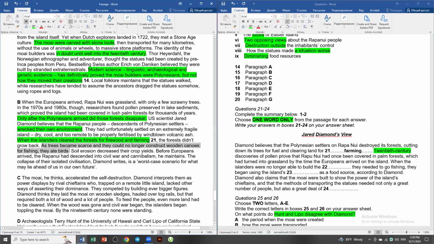I think it's giving two answers for us, number 22 and 23. So I'm going to take 22 and then 23. I'm just going to give it this number and highlight that. So 22 and 23.